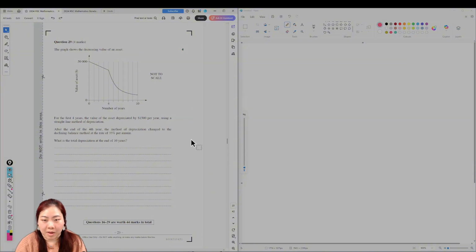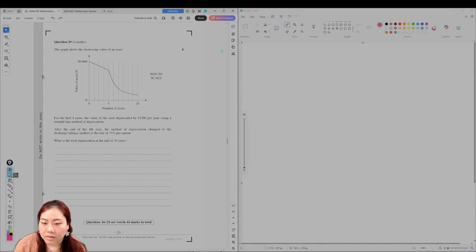Question 29, 4 marks. The graph shows the decreasing value of an asset. The first 4 years, the value of the asset depreciated by $1,500 per year using a straight line method of depreciation. After the end of the 4th year, the method of depreciation changed to the declining balance method at the rate of 35% per annum. What is the total depreciation at the end of 10 years? Total depreciation. So it wants to know how much has been lost, if I'm reading that correctly.